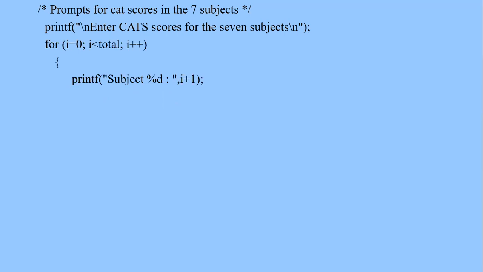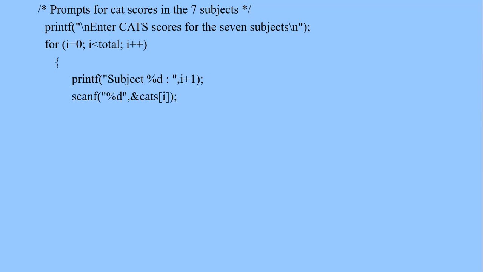Content of I and 1. So 1 plus 1, that is 2. So subject 2. And then the user will enter the next value for CAT. It will be read and stored in memory location called CATs, that is CAT, at that array subscript or that position.